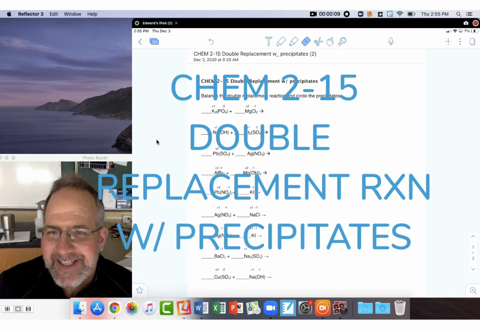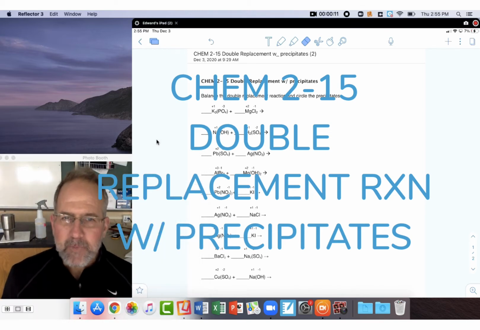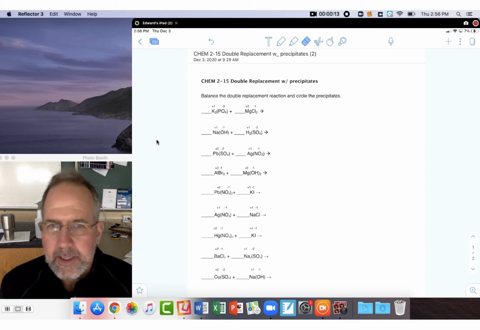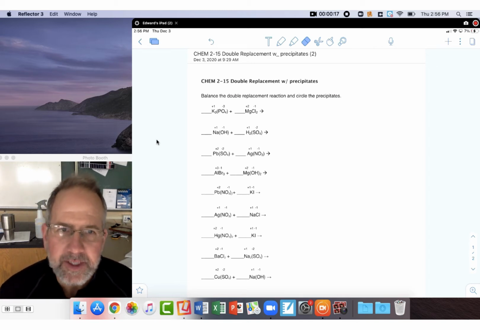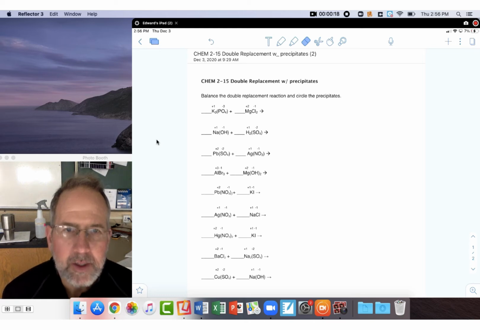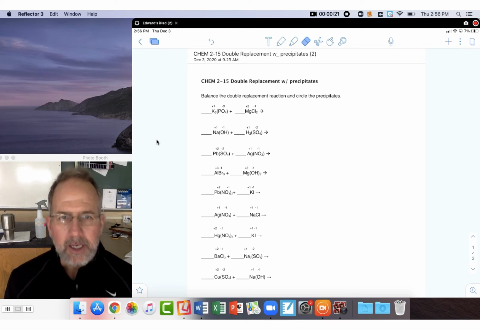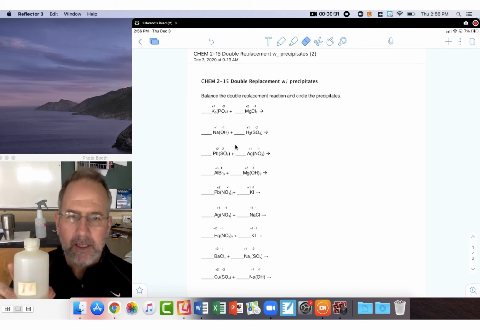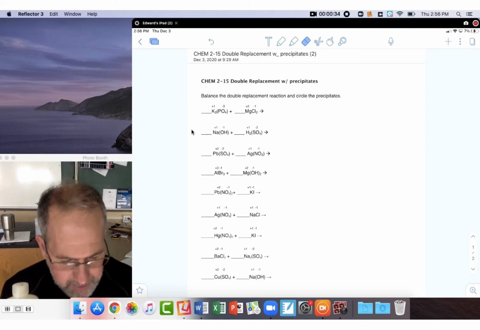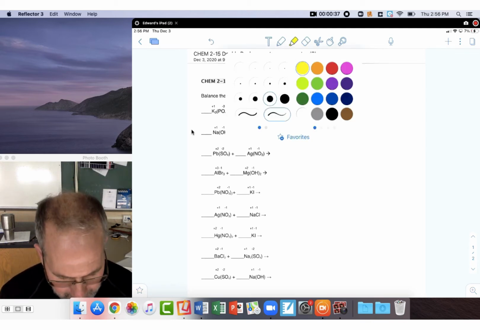Okay, here's today's lesson. What we have here is a series of double replacement reactions, and I know you know what a double replacement reaction is right now, so that's good. And in these double replacement reactions, we have solutions. For instance, this is potassium iodide, right here on my table. Let me highlight this one. So this is where I'm at.